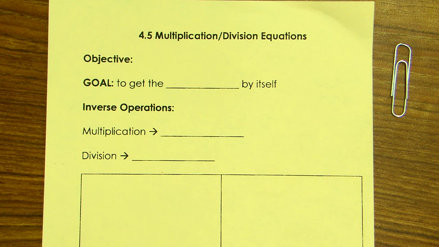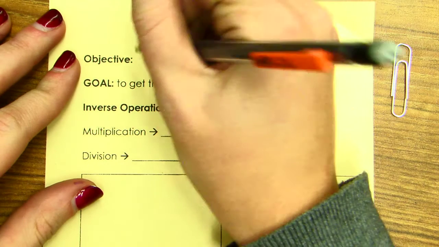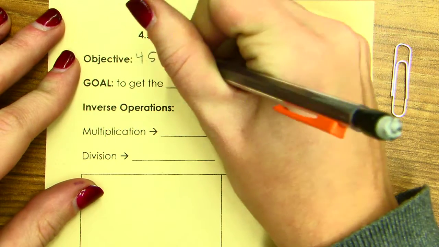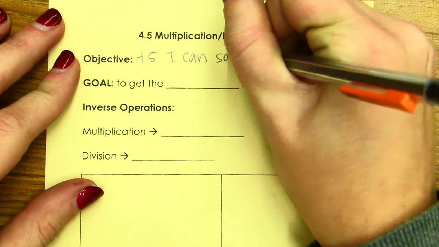Alright, the objective for this lesson is 4.5. I can solve multiplication and division equations.